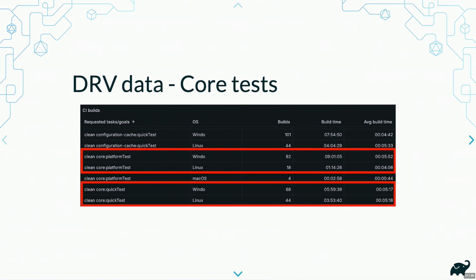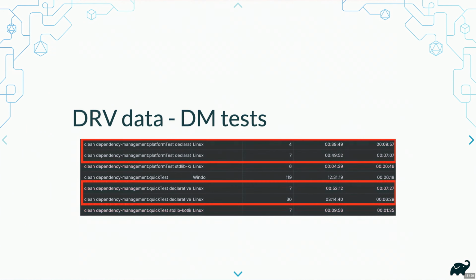Well, if we look at one of the Gradle modules, the core tests, you can see the platform test at the top, and the average build time is 5 minutes, 4 minutes. But then you look at the quick test, and wait, these times are either very, very close or actually higher. Wait, didn't I just say that they were supposed to be faster? And that was the main reason we were running them like that.